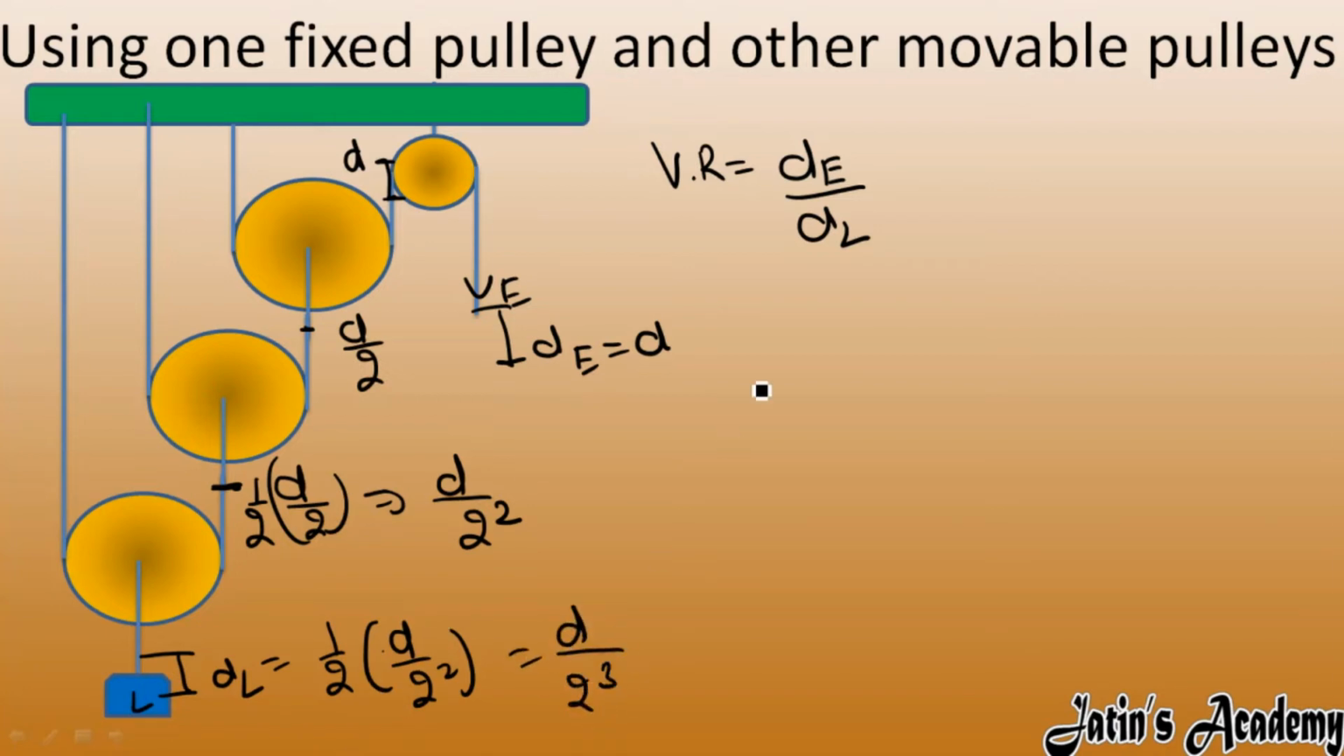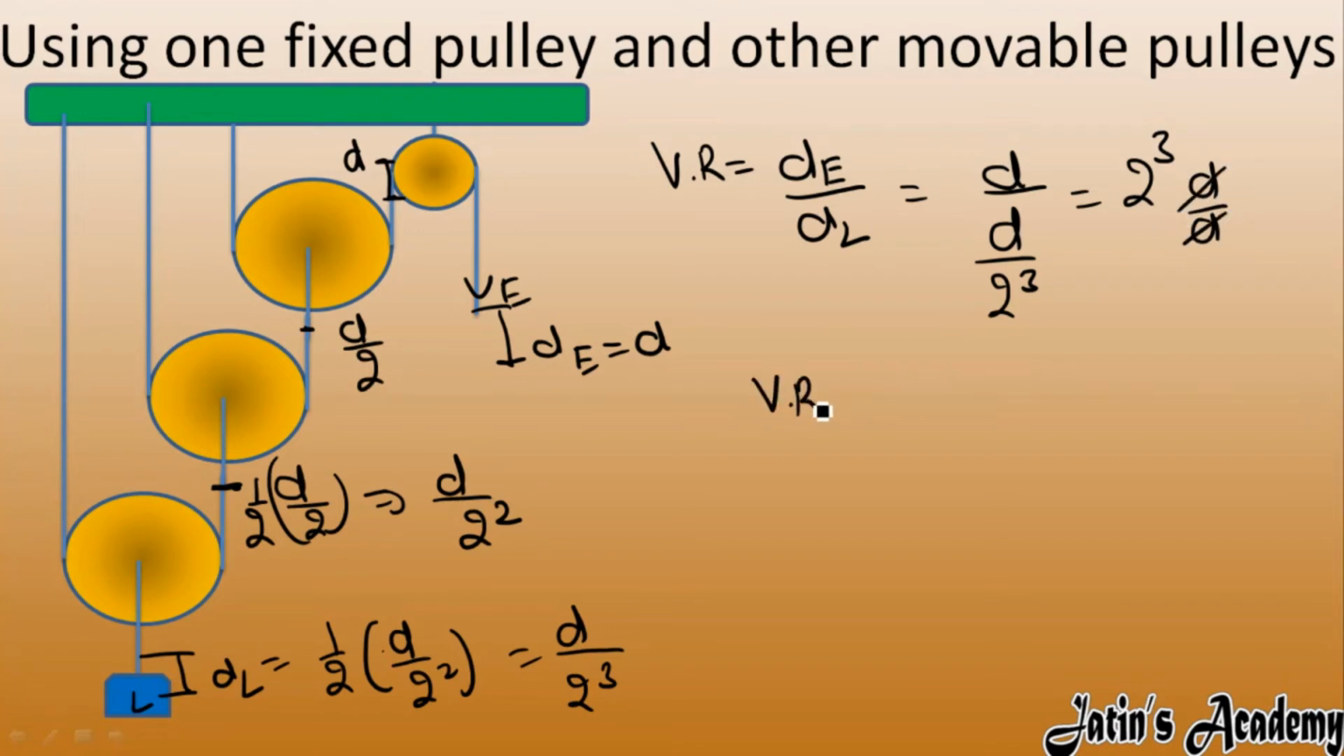So now here displacement of effort we have D, and displacement of load we have D over 2 raised to power 3. So here 2 cube is going in the numerator, D by D cancel out. Velocity ratio we got it as 2 raised to power 3. So for 3 movable pulleys, velocity ratio is 2 raised to power 3. For n movable pulleys, velocity ratio is 2 raised to power n.